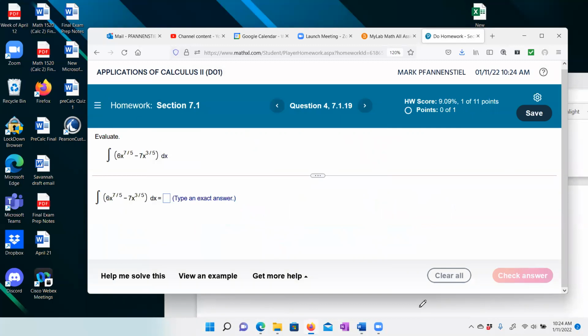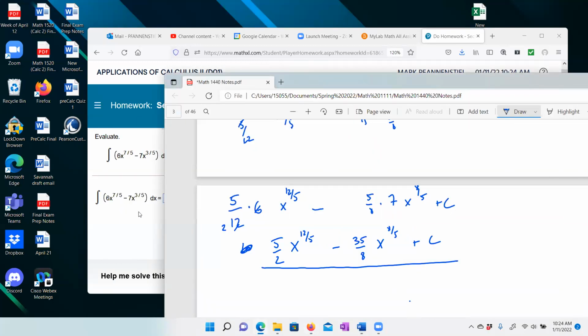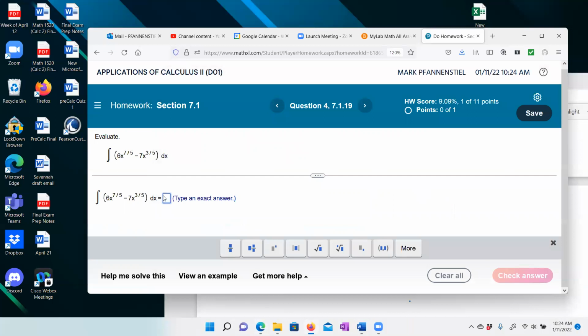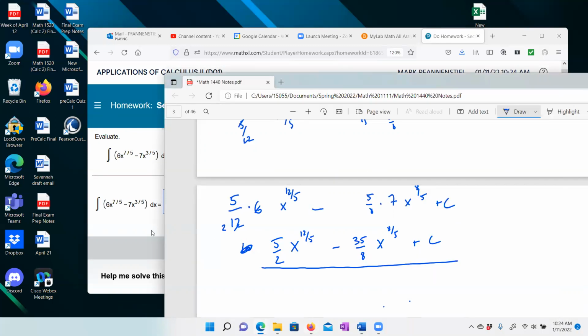All right, so let's go ahead and write this down. 5/2 x to the, what are we dealing with here? 12/5. Okay, plus, what do we have here? We have 35/8 x to the 8/5.